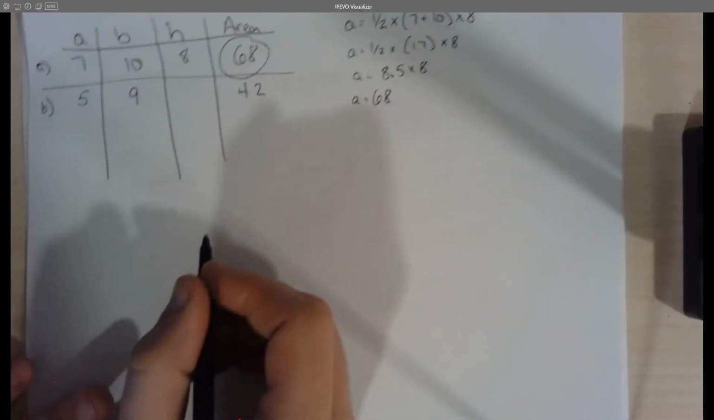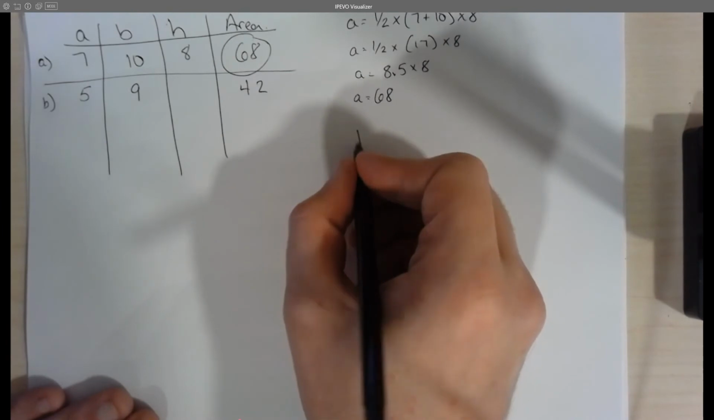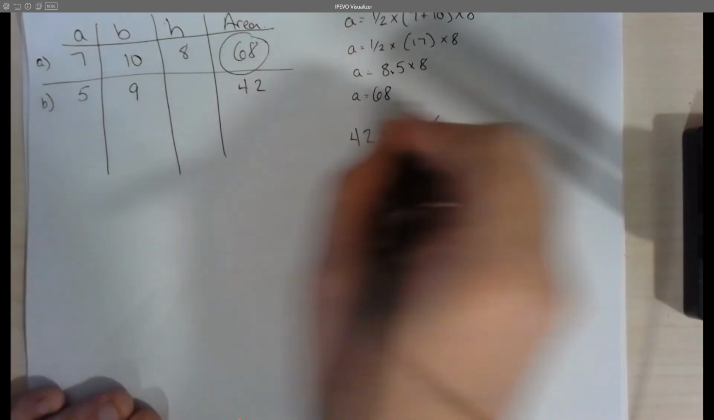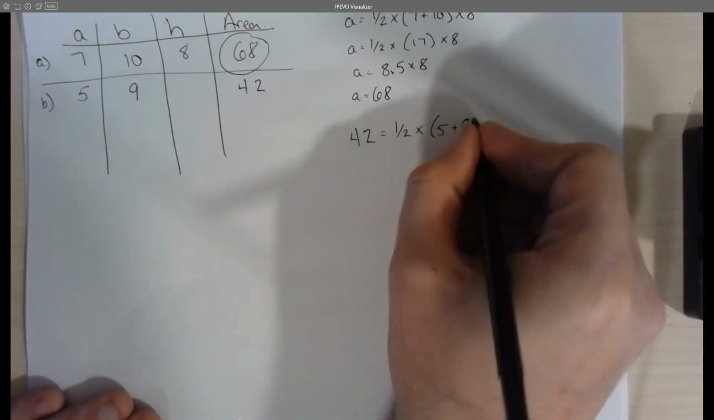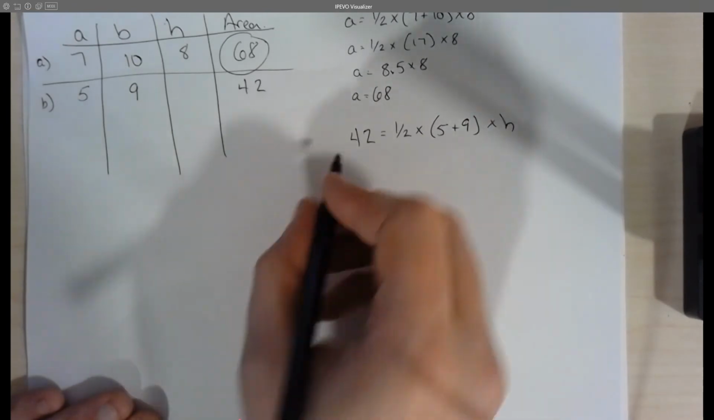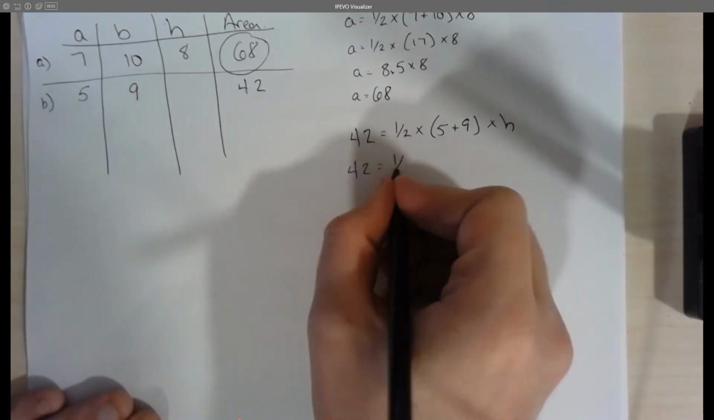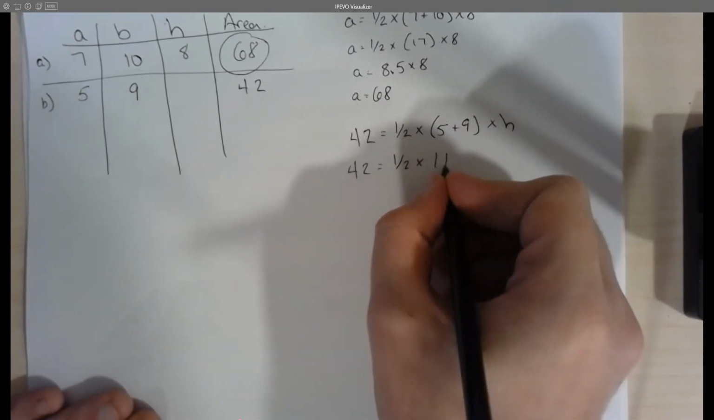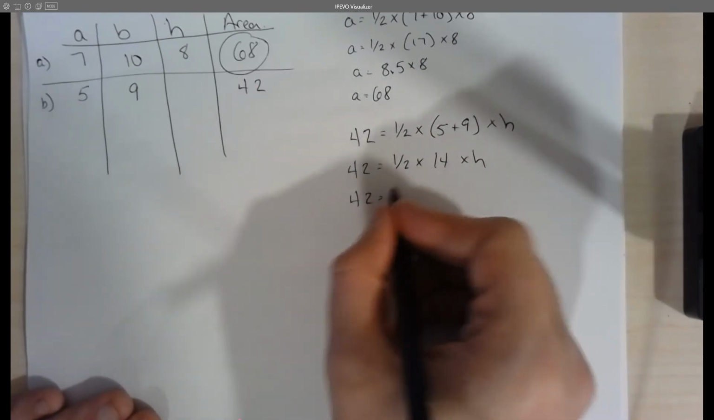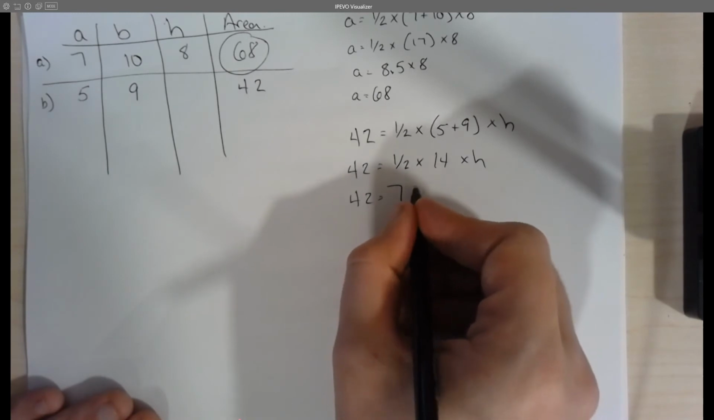So in this question, we know our area is 42, 1/2 times our base 1 is 5, our base 2 is 9, but this time we don't know the height. That's what's missing here. So 42 equals 1/2 times 5 plus 9 is 14 times h. 42 equals 7, half of 14 is 7, times h.